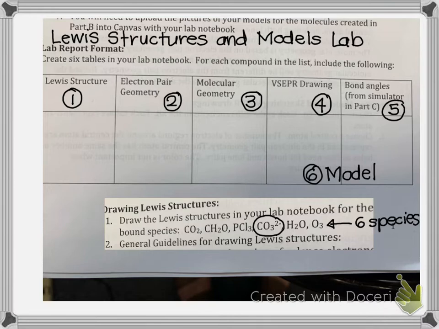Now, you can create a table like it's shown here in the lab manual, or you can just on one page or a half a page in an organized fashion write all of the 6. You're going to write 5 things and then you need a picture of the model. So let's go ahead and we'll start.